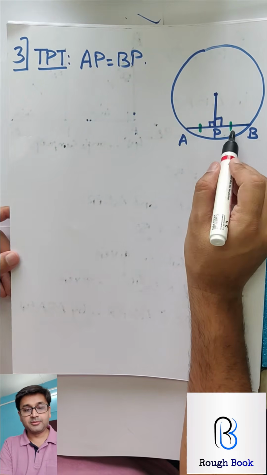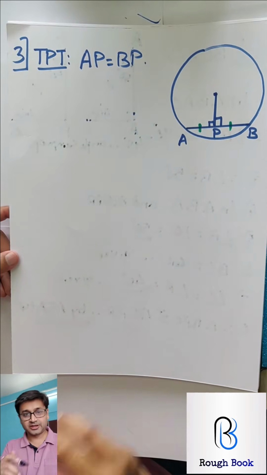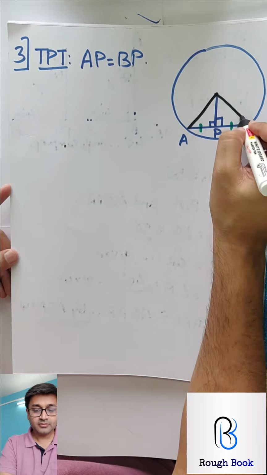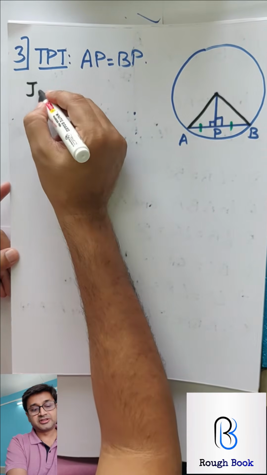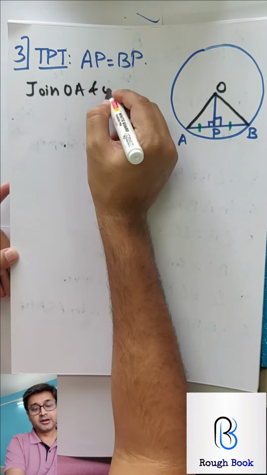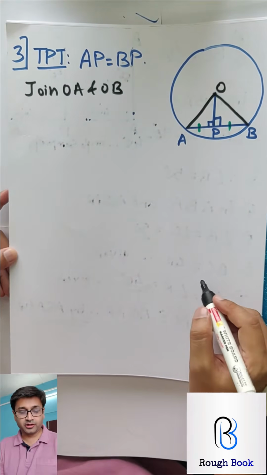If I want to prove AP equals BP, you have to pick up two triangles. Okay, how will you pick up two triangles? Let's say the first triangle and the second triangle. So you will first say join OA and OB. You can give your own name, whatever you want.